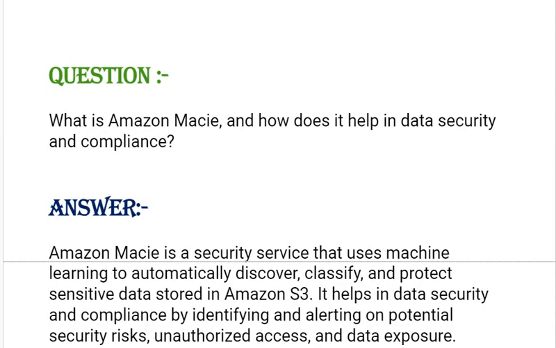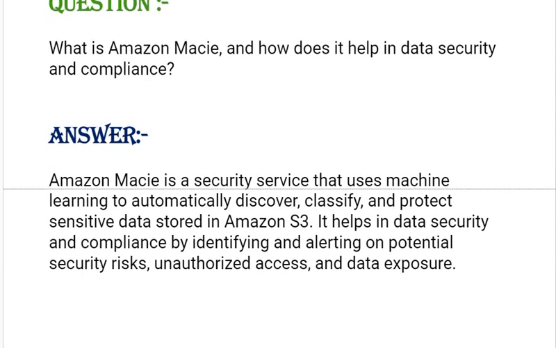Our next interview question is: what is Amazon Macie and how does it help in data security and compliance? Your answer should be: Amazon Macie is a security service that uses machine learning to automatically discover, classify, and protect sensitive data stored in Amazon S3. It helps in data security and compliance by identifying and alerting on potential security risks, unauthorized access, and data exposure.